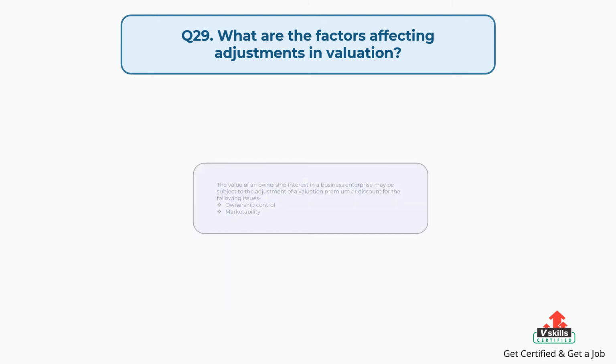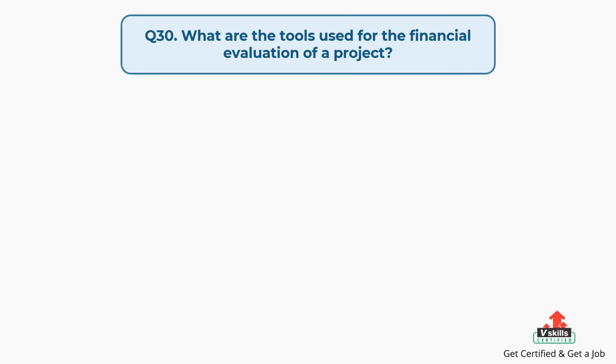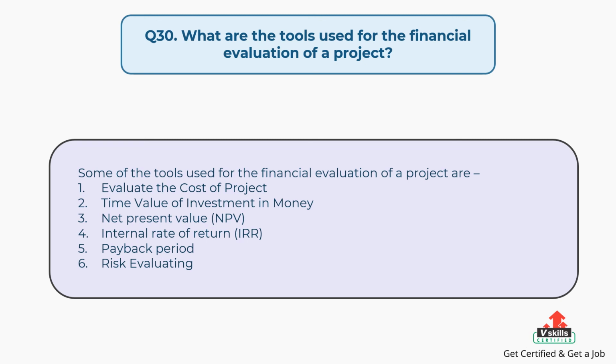The answer is, the value of an ownership interest in a business enterprise may be subject to the adjustment of a valuation premium or discount for the following issues: ownership control, marketability. Question number 30, what are the tools used for the financial evaluation of a project? The answer is, some of the tools used for the financial evaluation of a project are: evaluate the cost of project, time value of investment in money, net present value, internal rate of return, payback period, risk evaluating.